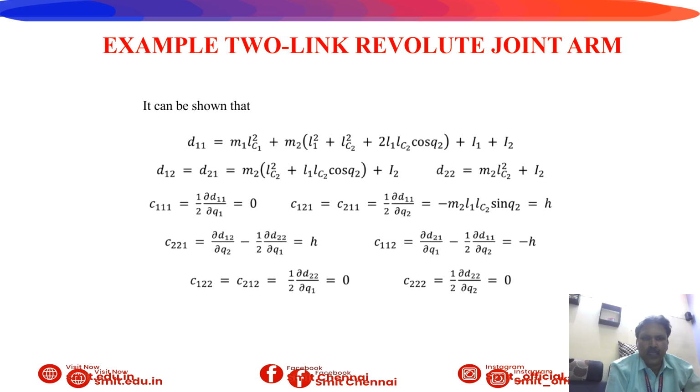It can also be shown that D11 equal to M1 LC1 square plus M2 L1 square plus LC2 square plus 2 L1 LC2 cos Q2 plus I1 plus I2, and the D12, which is also written as D21, is equal to M2 LC2 square plus L1 LC2 cos Q2 plus I2. D22, which is given by M2 LC2 square plus I2.